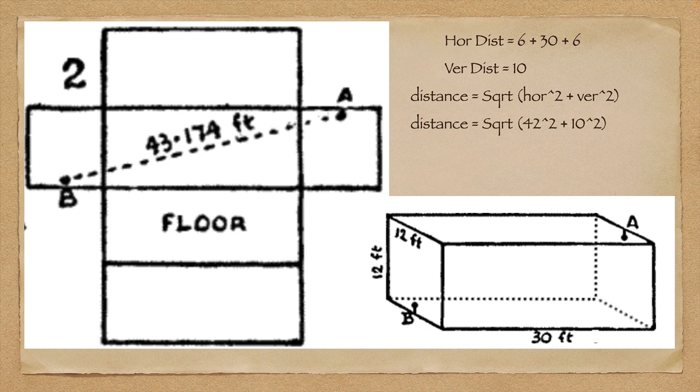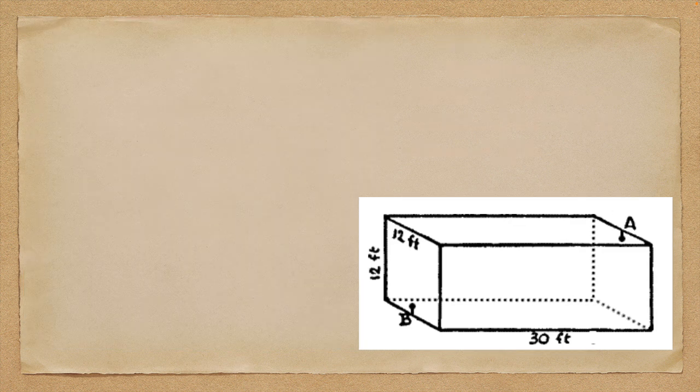So in which case it's 42 square plus 10 square, square root of that being 43.174. As you can see, this is a little longer than the other one. So we still are using 3 surfaces, but unlike case number 1 where it was literally vertical all the way and using the floor, this is a little bit of an oblique path, but using the back side of the wall. Let's go to the third option.